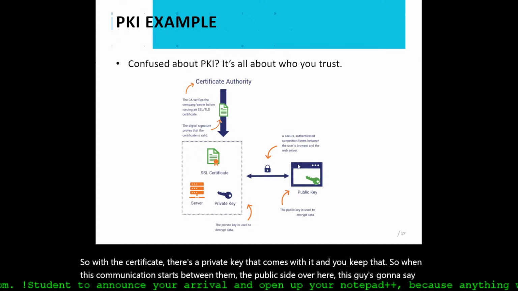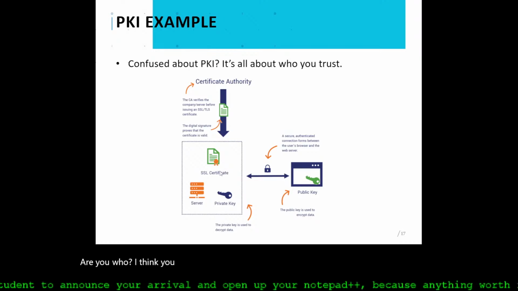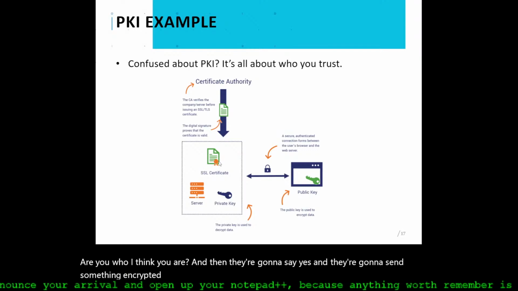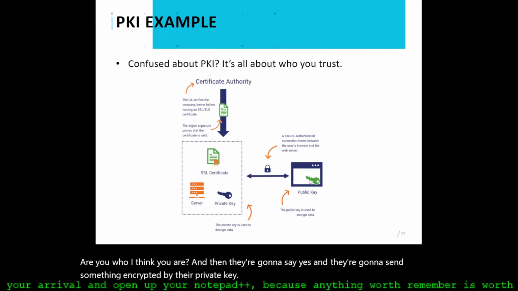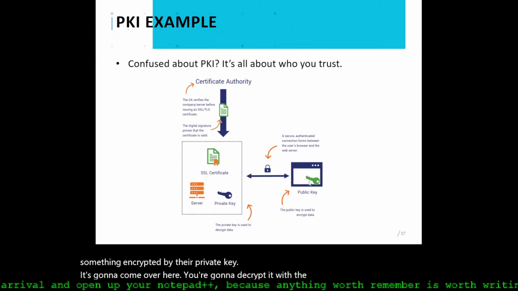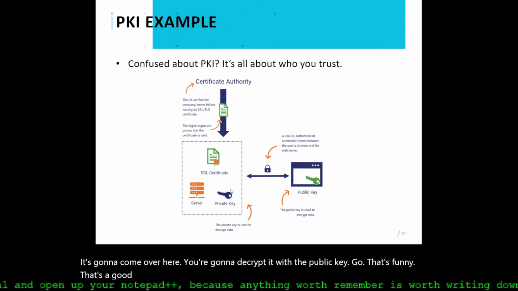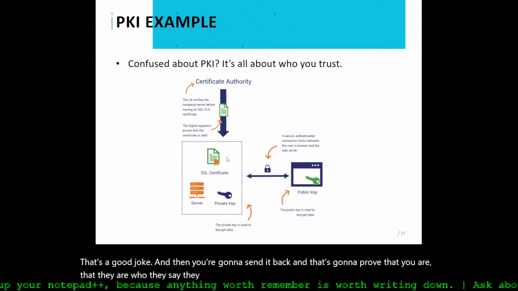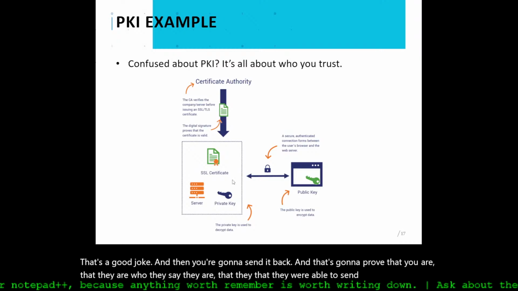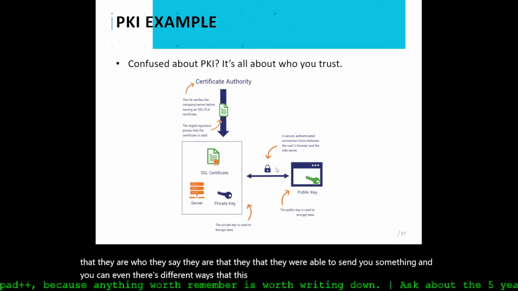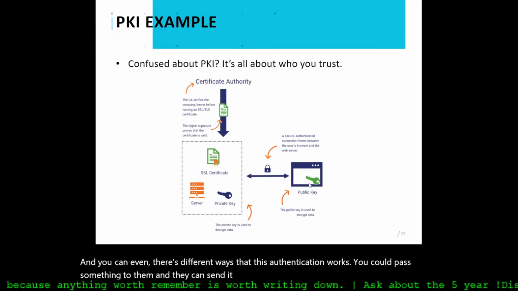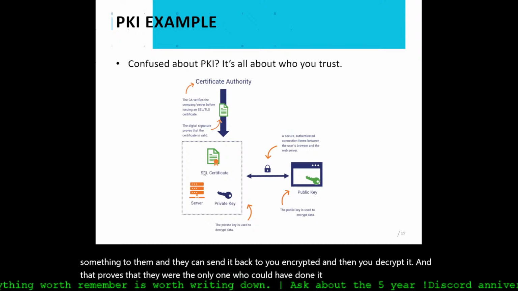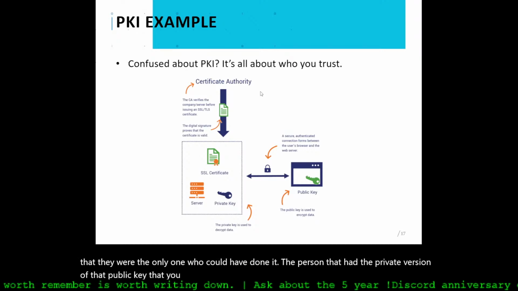And you keep that. So when this communication starts between them, the public side over here is going to say, hey, are you who I think you are? And then they're going to say yes. And they're going to send something encrypted by their private key. It's going to come over here. You're going to decrypt it with the public key. And then you're going to send it back. And that's going to prove that they are who they say they are. There are different ways this authentication works. You could pass something to them and they can send it back to you encrypted, and then you decrypt it, and that proves that they were the only one who could have done it. The person that had the private version of that public key that you have from a certificate authority that you trust.